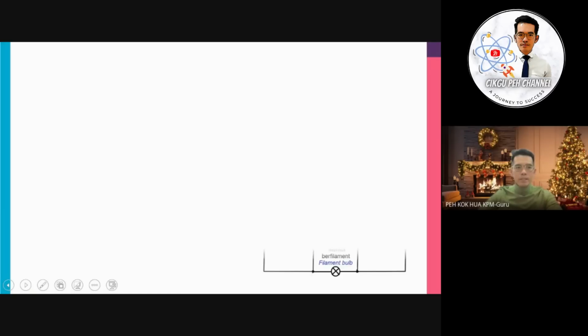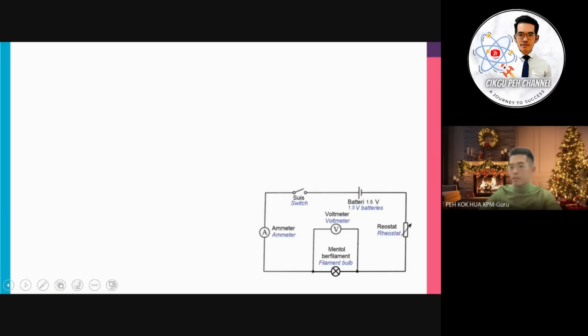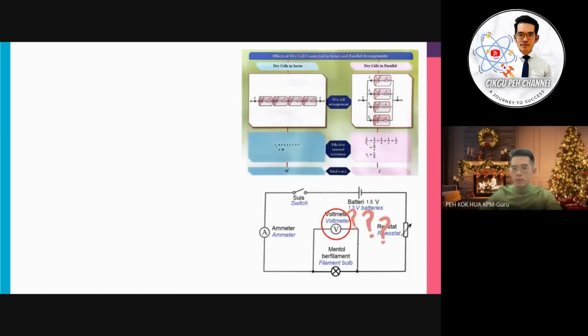Okay, the next one will be the voltmeter reading. You need to predict whether it increases, decreases, or remains unchanged. So we need to know. As I mentioned, when we connect the battery parallel to our circuit here, there will be two impacts.